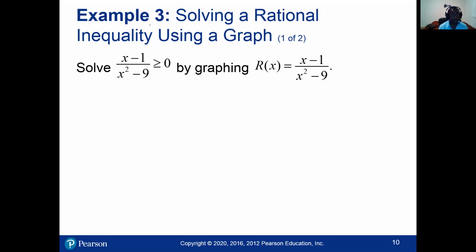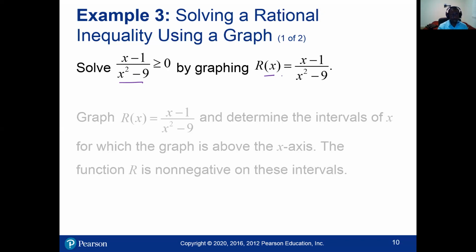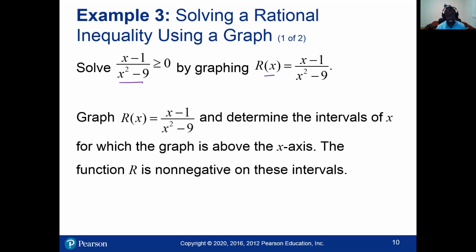For this particular example, where you have x minus 1 over x squared minus 9 greater than or equal to 0, I'll solve it in two ways, by graphing and algebraically. Okay, so this is our rational function. We want to graph this and determine the intervals of x for which, because it is greater than or equal to 0, it has to be above the x-axis. So the function r is non-negative on these intervals. In other words, it is positive.